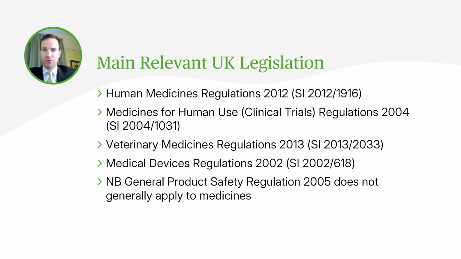These are large pieces of legislation, as you would expect. For example, the Human Medicines Regulations 2012 runs for around 400 regulations and attaches over 40 schedules. It's also worth noticing that the Human Medicines Regulations also regulate things like homeopathic, herbal, and borderline remedies, not just conventional pharmaceutical products, although the emphasis of today's talk will be on conventional medicine.